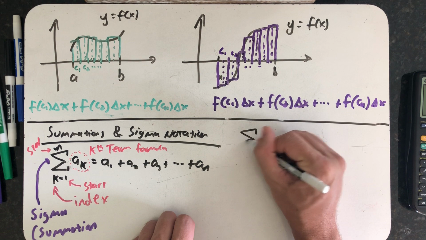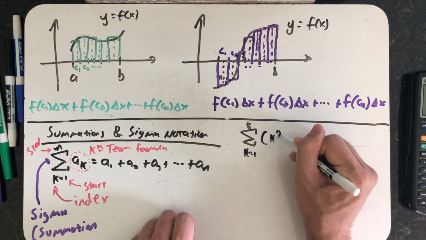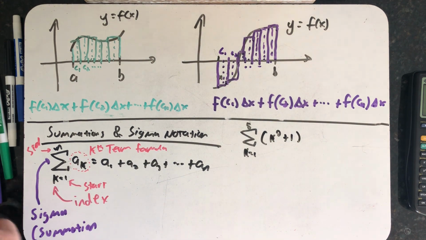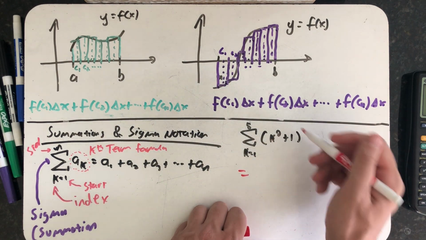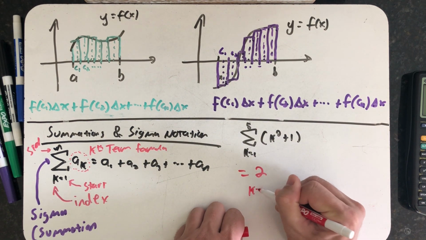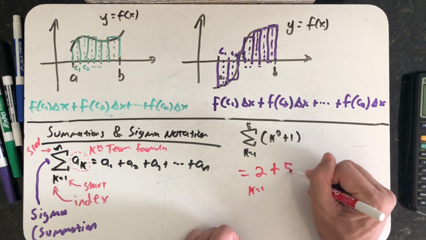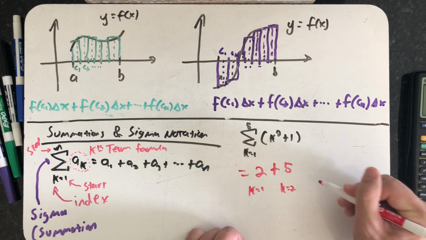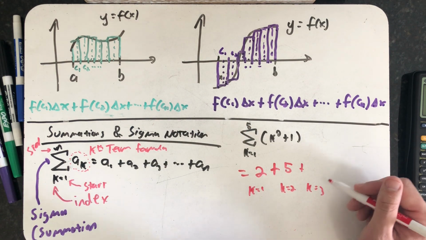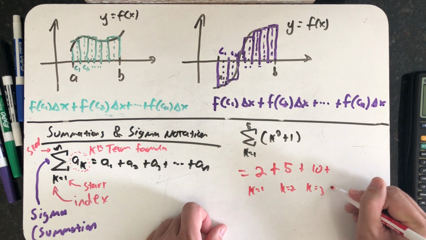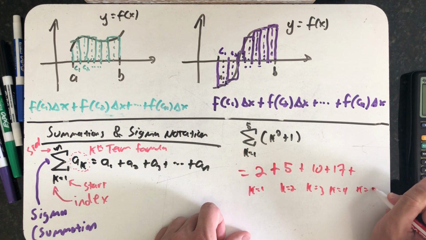So let's evaluate the sum from k equals 1 to 5 of k squared plus 1. Okay, so my index starts at 1. So I plug in a 1 for k, and 1 squared plus 1 is 2. All right, so that's what happens when k is 1. Plus, now k is 2, and I'll get out a 5. And I just keep doing that all the way until I get to 5, my stopping value. So I need to plug in k equals 3, k equals 4, and k equals 5.